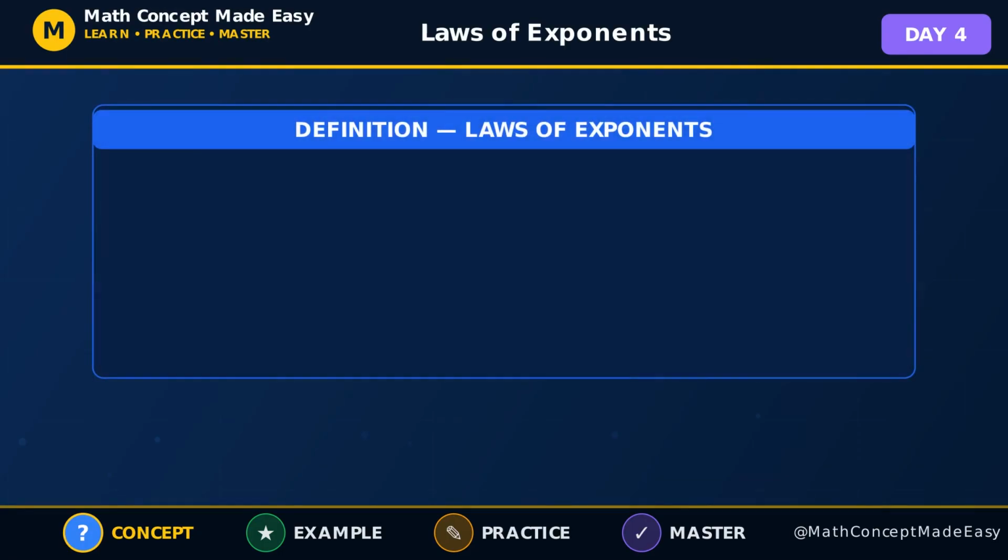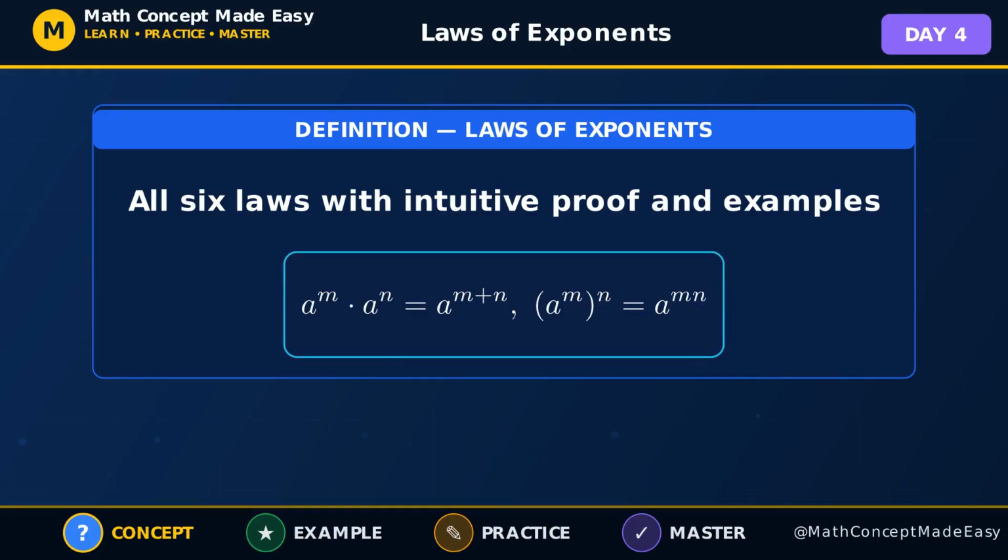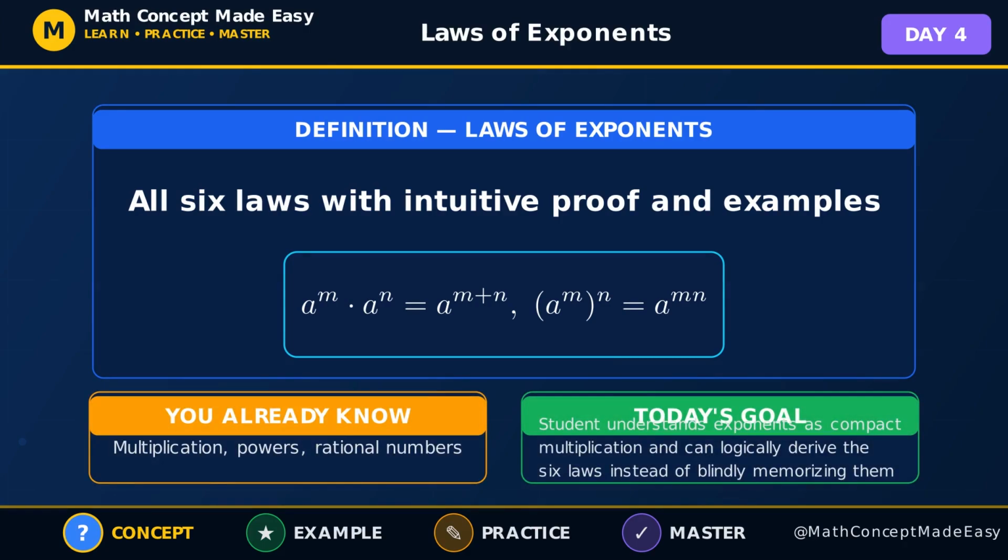Now we are ready to say this precisely, the way mathematicians do. Here is our focus for today, all 6 laws with intuitive proof and examples. In symbols, we write it as a to the power of m times a to the power of n equals a to the power of m plus n. Every word of that definition matters, so read it slowly. You already know multiplication, powers, rational numbers. This definition simply builds on those familiar ideas.